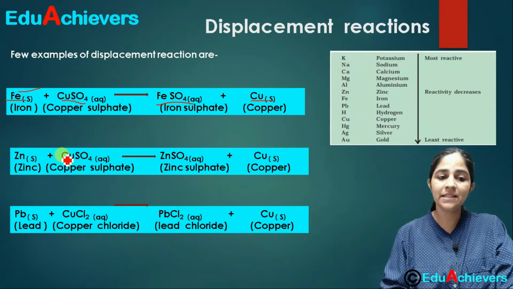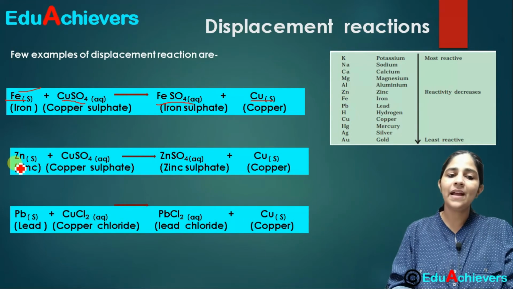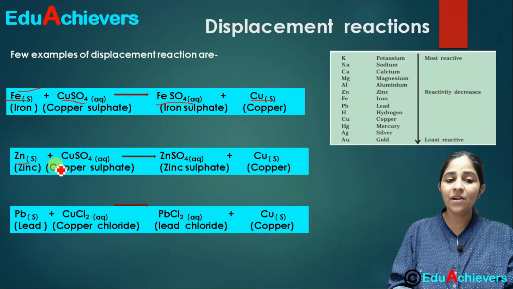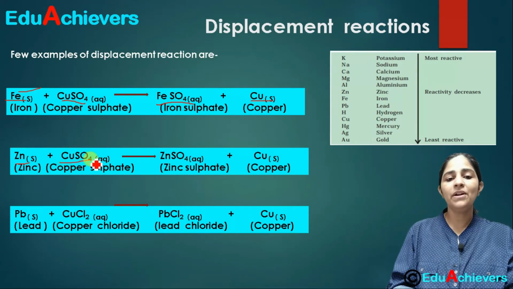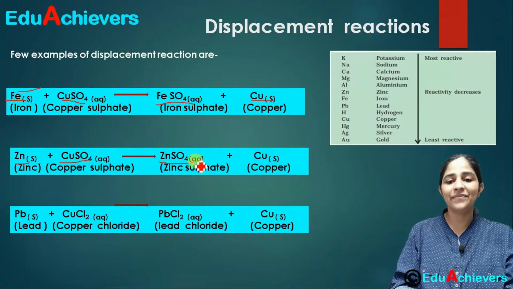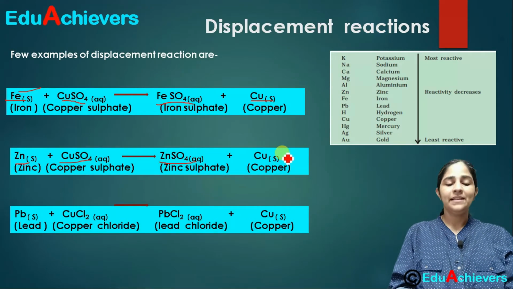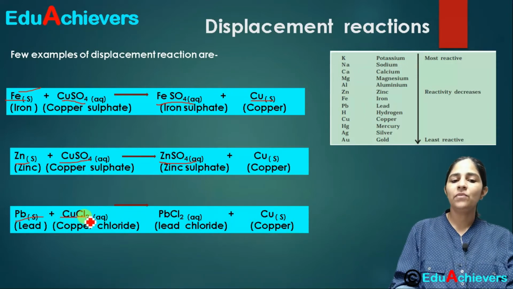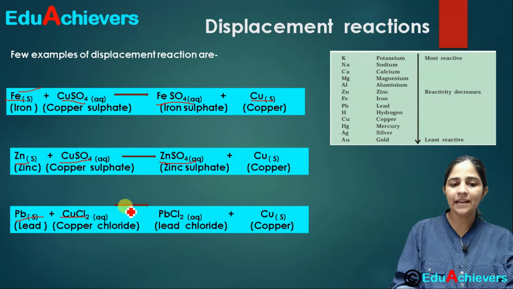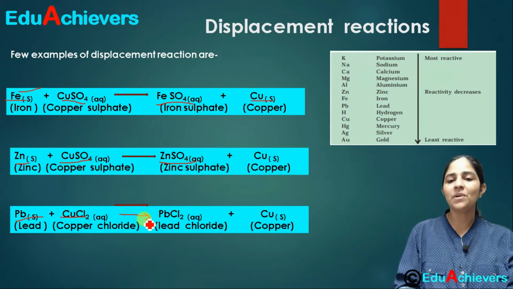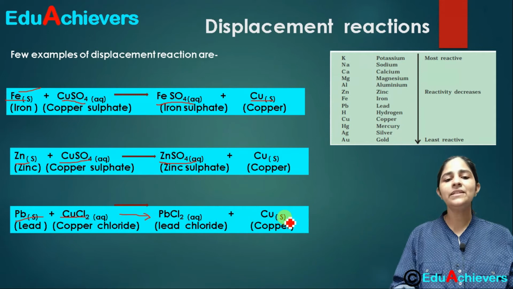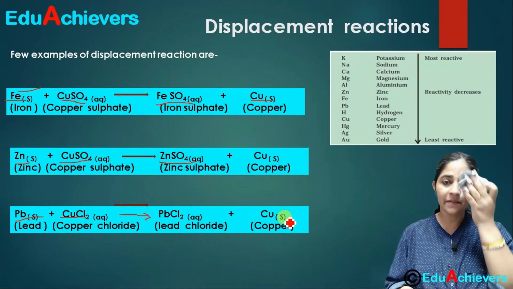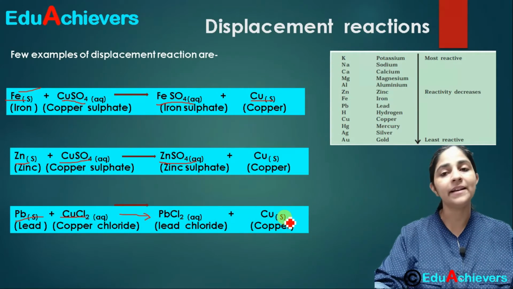The second one which we can take is when zinc reacts with copper sulfate. Again, zinc being more reactive than copper, it also displaces copper and forms zinc sulfate, and copper is separated. Same here, when lead reacts with copper chloride, lead chloride is formed and copper is separated. So these are the common displacement reactions which we have to study according to NCERT.